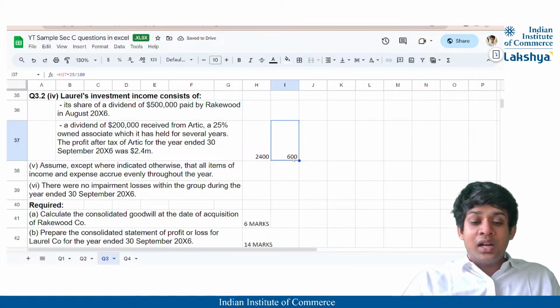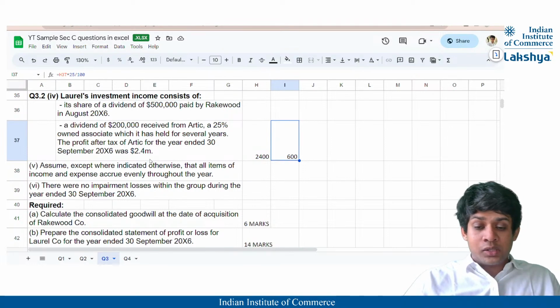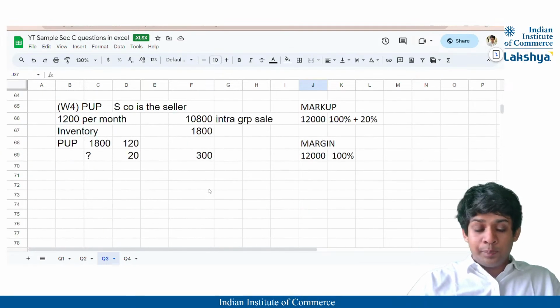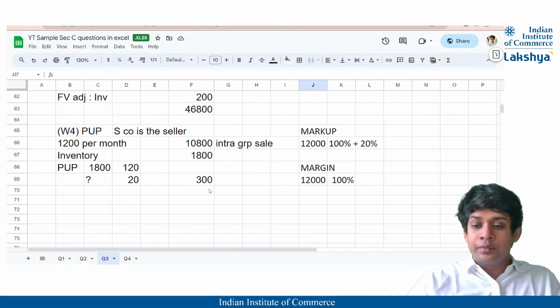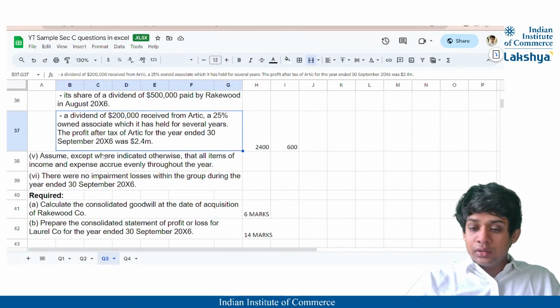So always remember, never recognize the dividend, but we do recognize the share of profit of the associate. They have stated that the profit for the year is 2.4 million, and we get the 25% holding we have in the associate, which is 600. The dividend paid by the associate is never stated, only the profit that we get from it. Then these adjustments are done with.